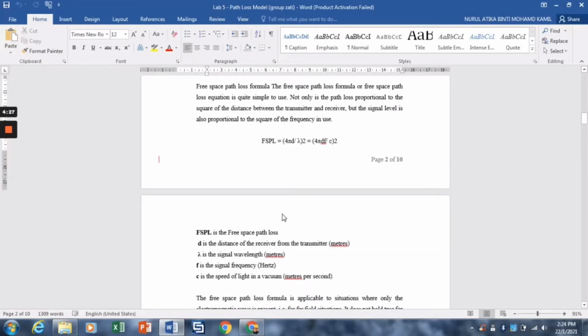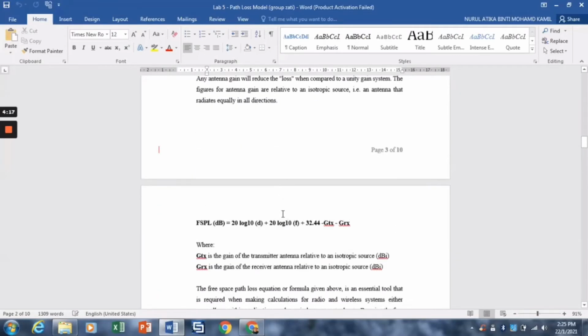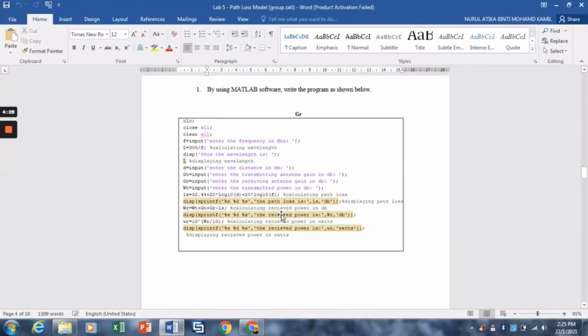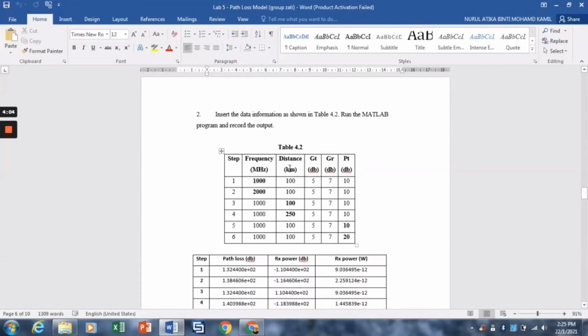From the theoretical part, free space path loss calculation has been given in decibel version, and also calculation of power received in dB version. For the simulation part, we need to give an analysis of free path loss based on different frequency, distance, and also the power received and the power transmit.